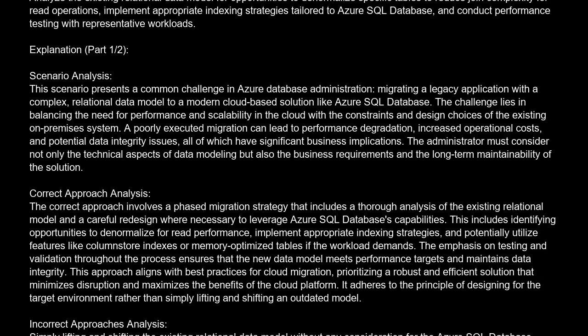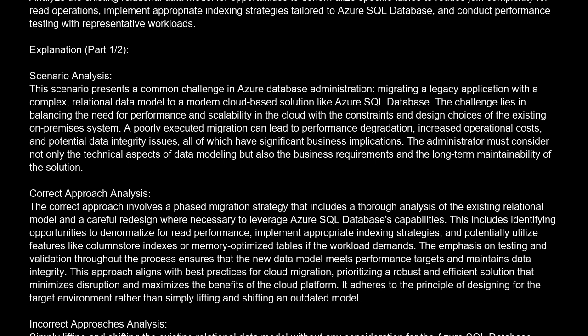The correct answer is C. Analyze the existing relational data model for opportunities to denormalize specific tables to reduce join complexity for read operations. Implement appropriate indexing strategies tailored to Azure SQL Database, and conduct performance testing with representative workloads.